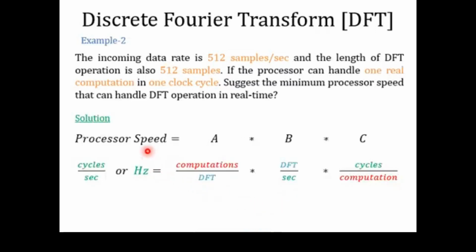With the help of given data, we can find processor speed by multiplying three quantities, where the first quantity is computations per DFT, the second quantity is DFT operations per second, while the third quantity is cycles per computation. And you can also check their units. On simplification of the units of these three quantities, finally we will get number of cycles per second, which is also called the hertz.